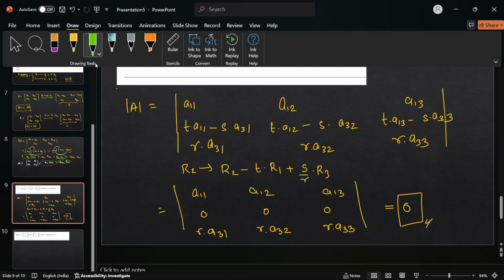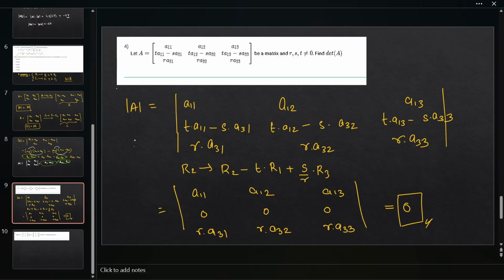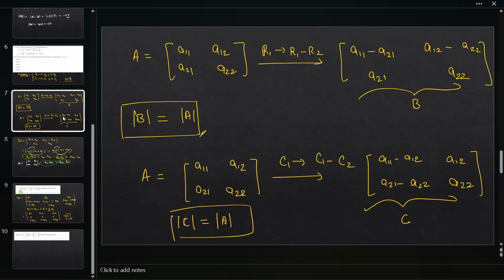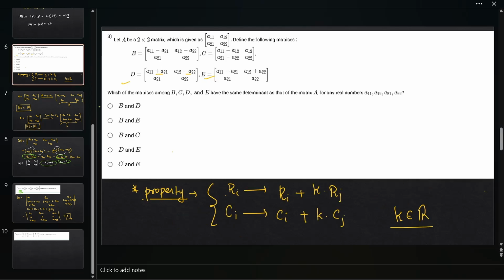Okay, so you can keep that thing in your mind. If you have a 0 row or 0 column, that alone is sufficient to make the value of the determinant 0. So I'll be writing the answer here as 0. Okay, here we didn't mark the answers. So B and C have the same value as determinant of A.